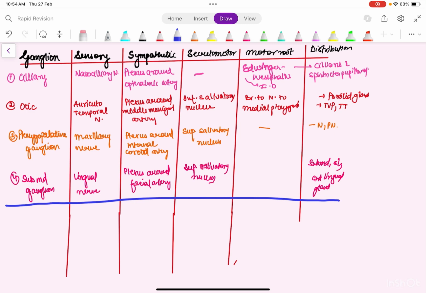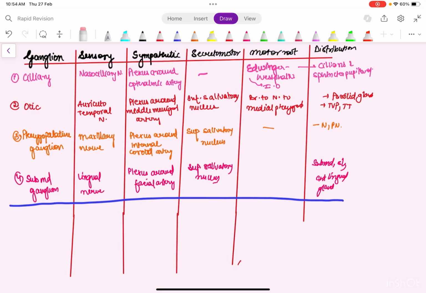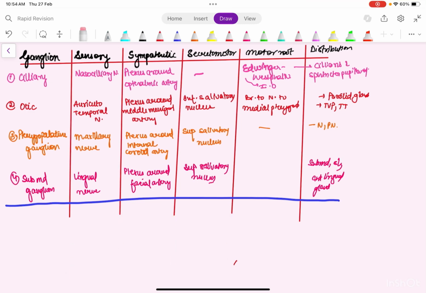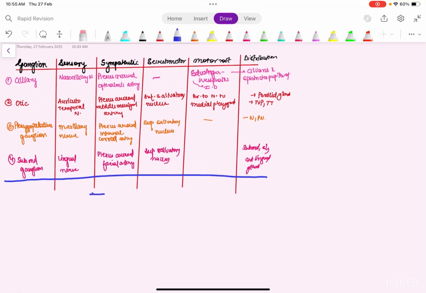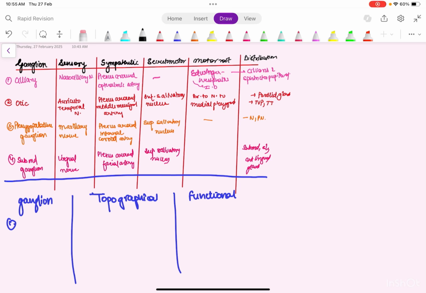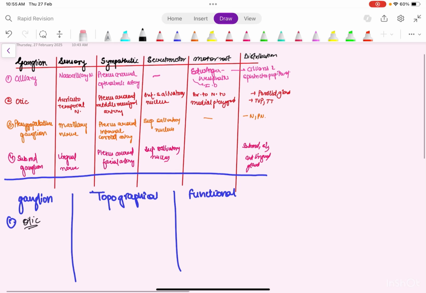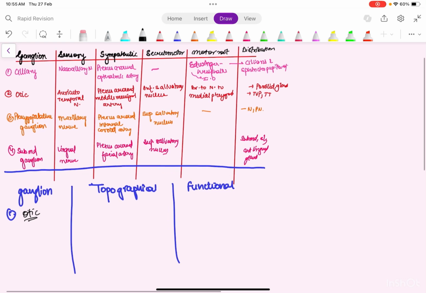Then the question that they ask is this one, which I'll just tell. They usually ask the topographic and functional variants. So topographical and functional. Alright, and here we have the ganglion. So starting from the most asked one, which is our otic ganglion. Now for otic, you have to remember mandibular nerve, and we have the greater petrosal nerve.